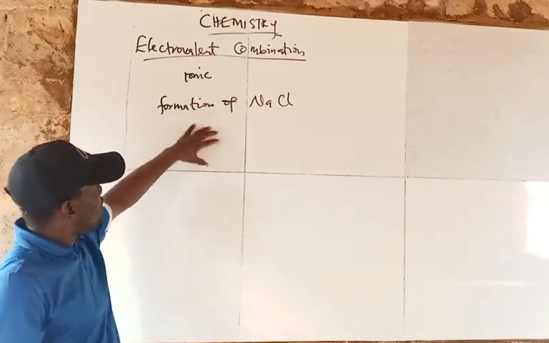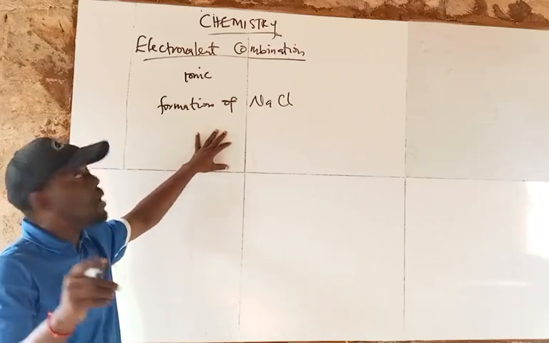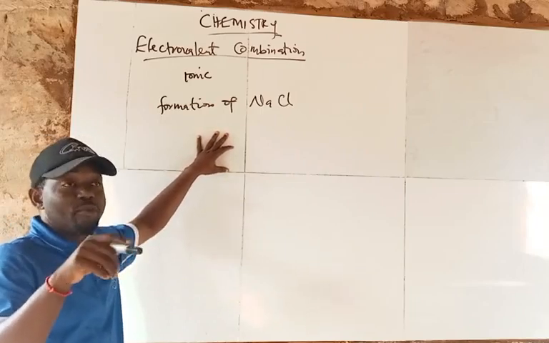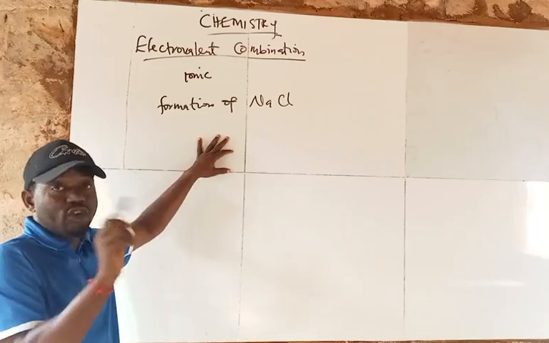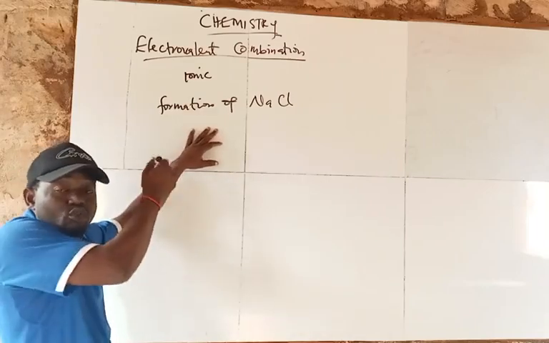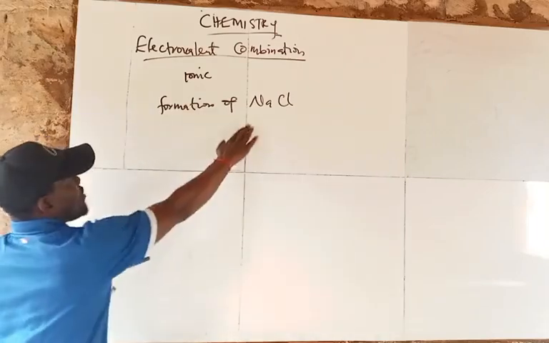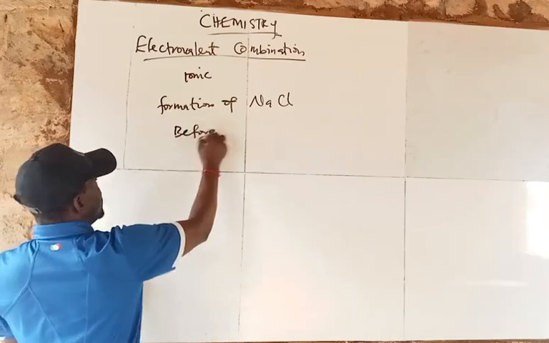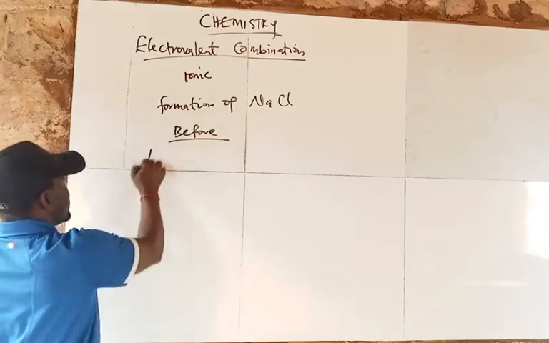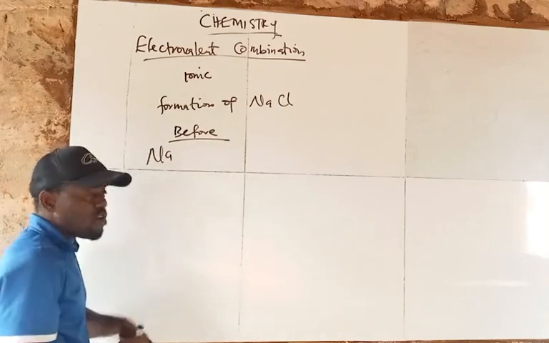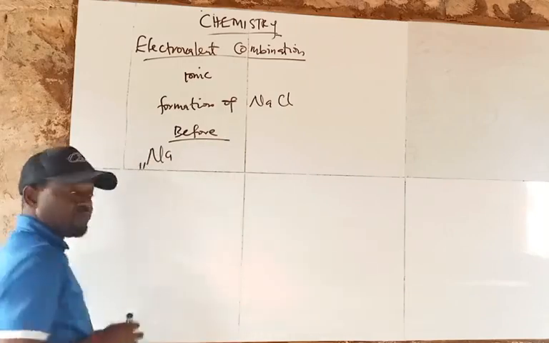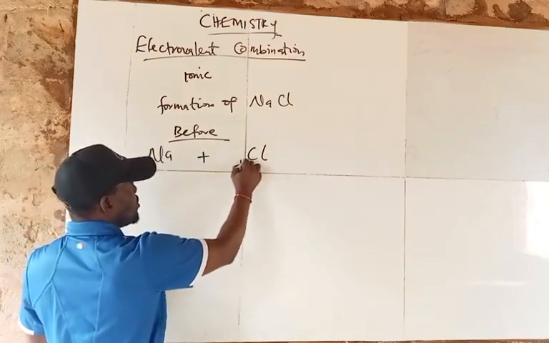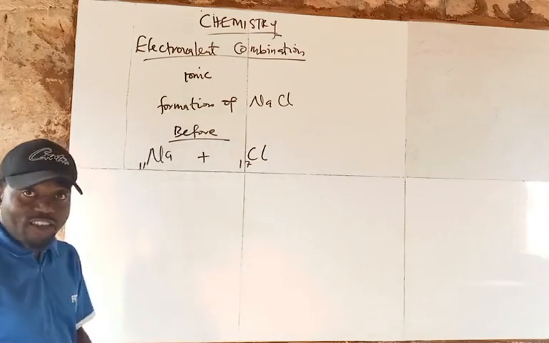Now, I think I've treated how to draw the electronic configuration of any element, so you can kindly go back to the video and check, because I'm also going to use that method here. We have two elements here, so we have to separate them. Before reaction, we have sodium. What's the atomic number of sodium? Sodium is 11. Then it's reacting with chlorine. What's the atomic number of chlorine? Chlorine is 17. Is that okay?